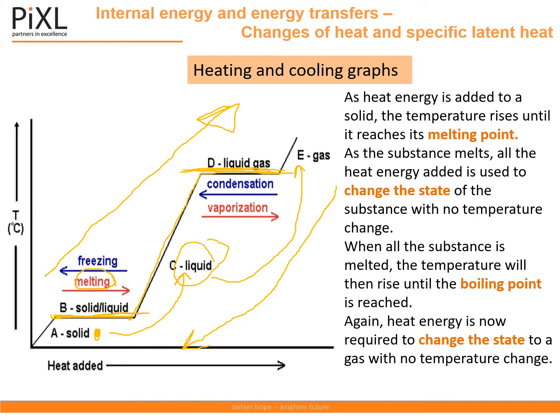But what you really need to take away from this is as substances melt, all the heat energy added is used to change the state of the substance, but the overall temperature does not change. That's why we see those flat periods on the graph. When all the substance is melted, the temperature will then rise until the boiling point is reached. Again, heat energy is now required to change the state to a gas, but we don't see any temperature change.